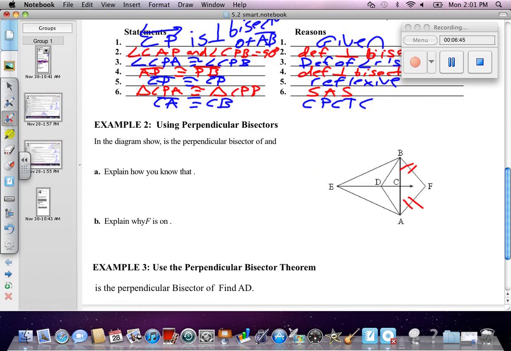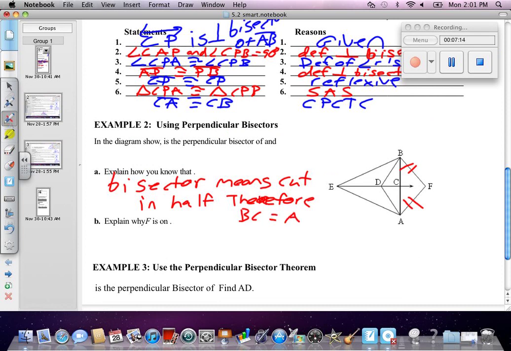A bisector means what? To cut in half. Bisector means cut in half. Therefore, BC equals AC. Right? If you cut it in half, they're equal to each other.